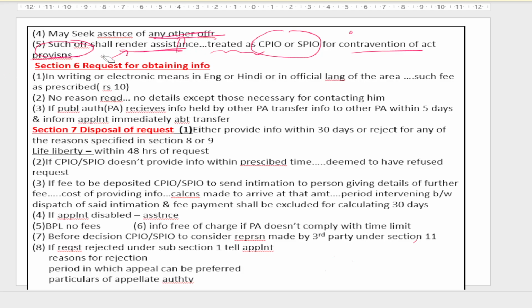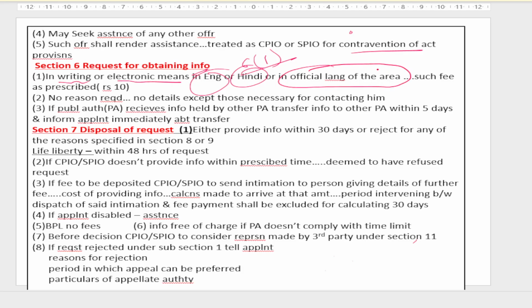Now section 6 of the Act. Section 6 deals with the request for obtaining information. Any citizen can file an RTI application under section 6 clause 1. The application can be filed in writing or by electronic means in English or Hindi or in the official language of the area where the RTI application is filed, and by giving such fee as may be prescribed, it is normally 10 rupees. If the person is from the BPL category, then no fee is charged. And no reason is required for filing the RTI application. The applicant needs to disclose no details except those necessary for contacting him, like phone numbers or address.